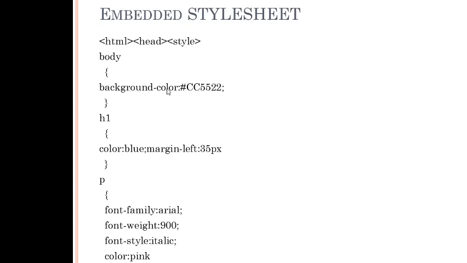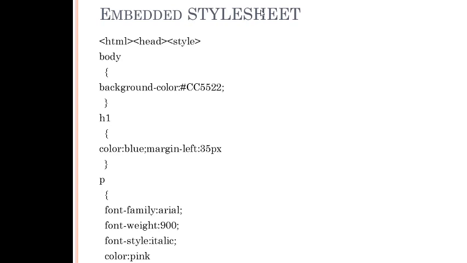So here background color is the property and this is the value given for color. And again the second one, h1 is the selector and this one is the declaration block. In this declaration block, the color property is given the blue value and margin left is given 35 pixel. Margin left is the property and the value for that is 35 pixel. In the same way we have given style for the paragraph also. So this is the second type, embedded style sheet.